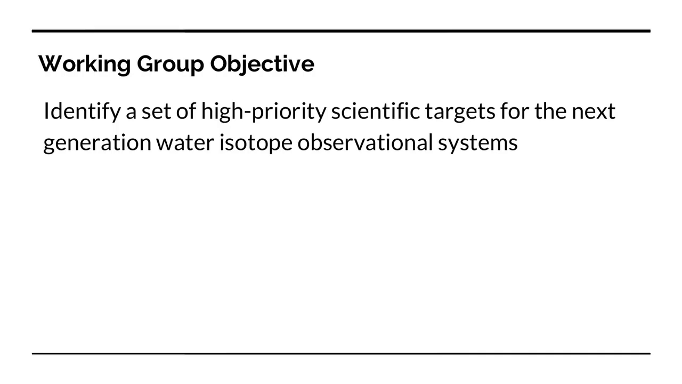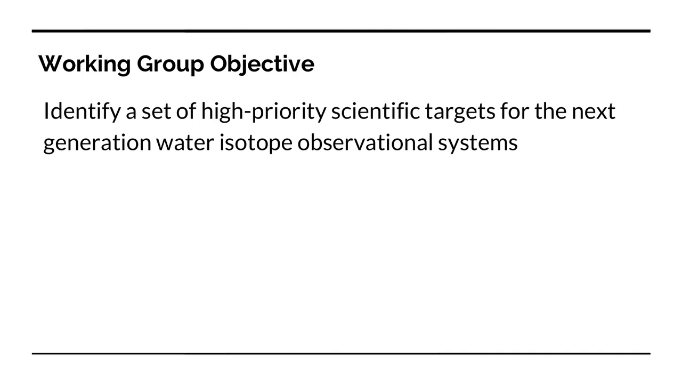And so I just wanted to go back to our working group objectives at the very beginning. And remember, we have 6 objectives, and they're all somewhat interrelated, of course. But I really honed in on objective number 4 in the context of this particular presentation. And that's that we want to identify a set of high-priority scientific targets for the next generation of water isotope observational systems. So system being the key word here, because we're thinking about this concept of networks today.